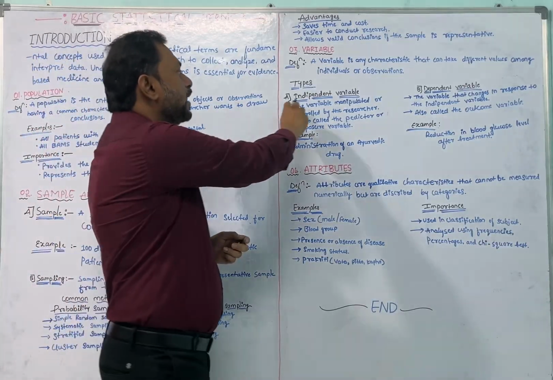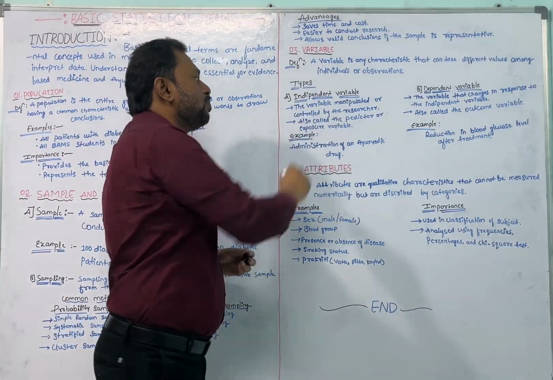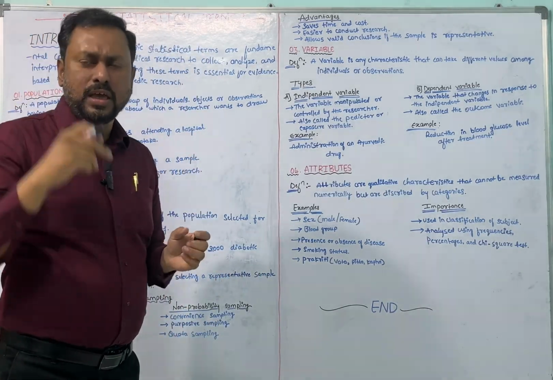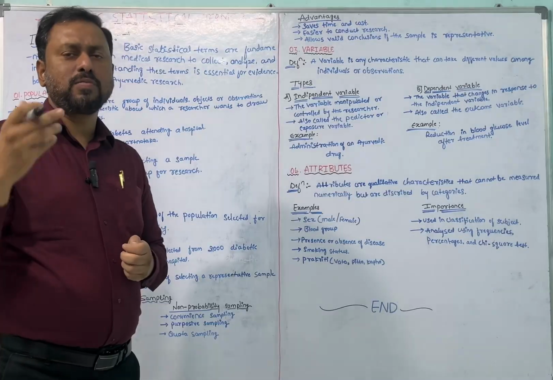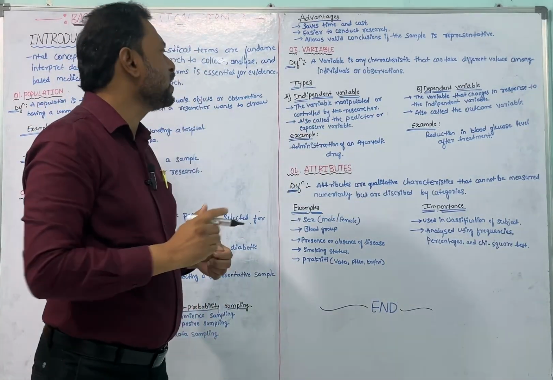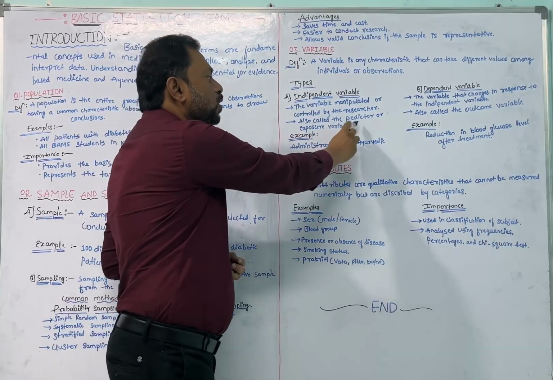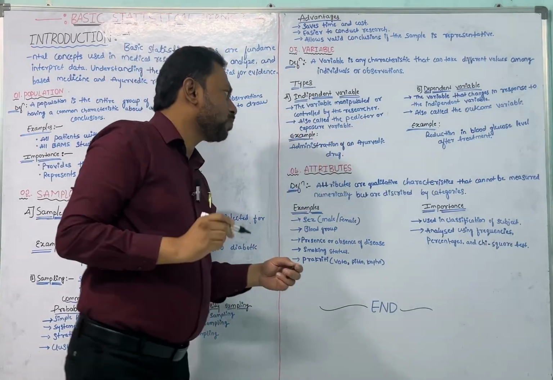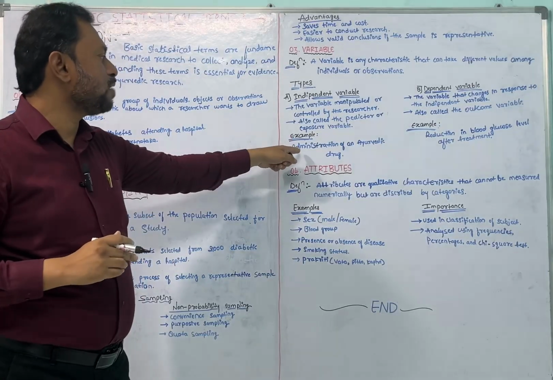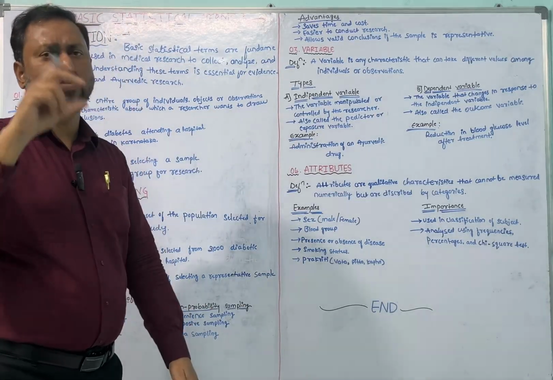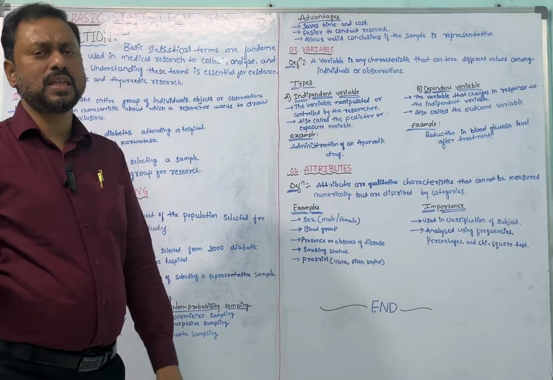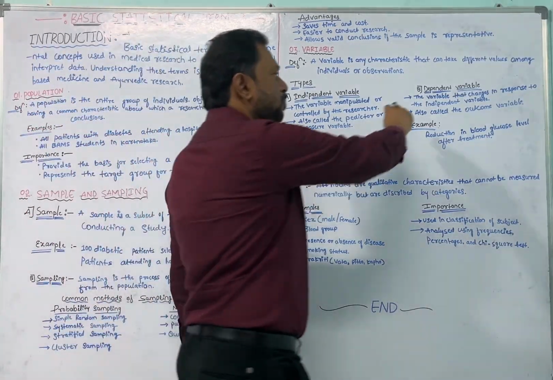First of all, the independent variable is the variable manipulated or controlled by the researcher. Just now I told you, every time the researcher is manipulating or changing the values; that is controlled. This is called an independent variable. It is also called a predictor or exposure variable. The next example is administration of an Ayurvedic drug. If you are giving any Ayurvedic drug, then you observe what effect there is. The next one is the dependent variable.